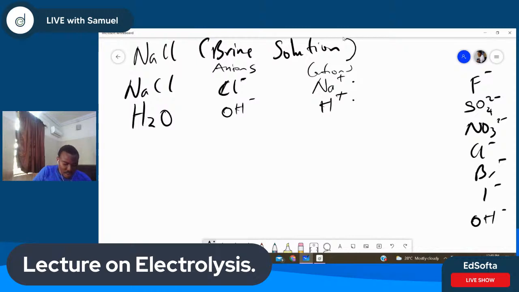So we know what the anode is, and the cathode is where the reduction will take place. So this is the cathode.